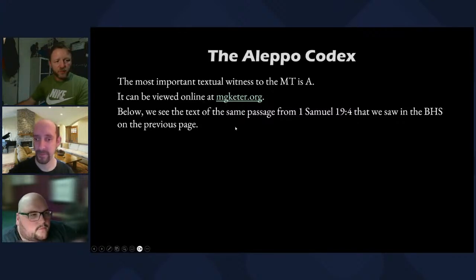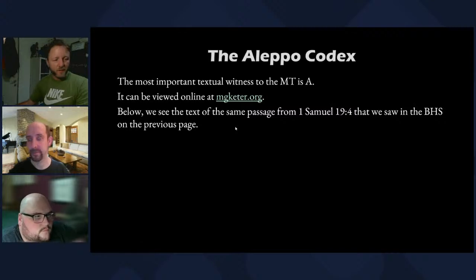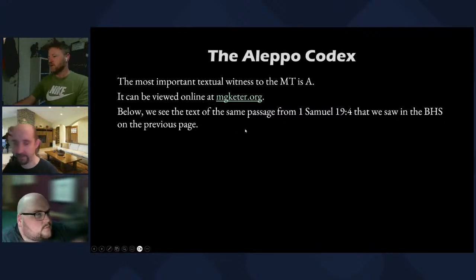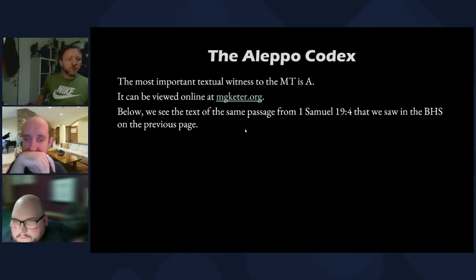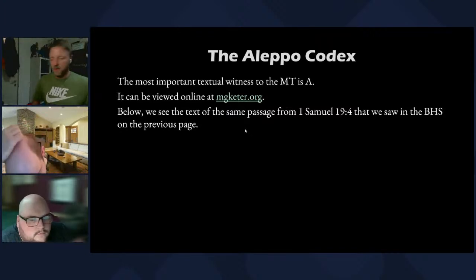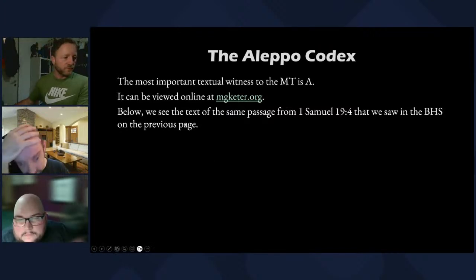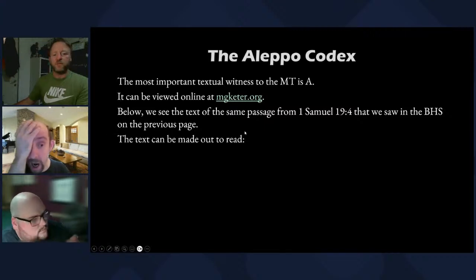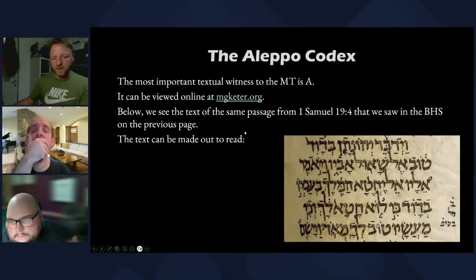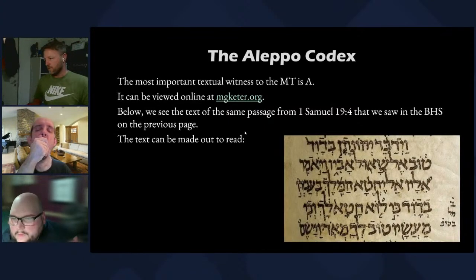So that's mgketer.org. MG for Mikraot Gdolot. It's the Rabbinic Bible. And Keter is for the Keter Aram Tzova, the Aleppo Codex. Keter is crown in Hebrew. Okay, so below we see the same text from 1 Samuel 19. This is 1 Samuel 19:4.